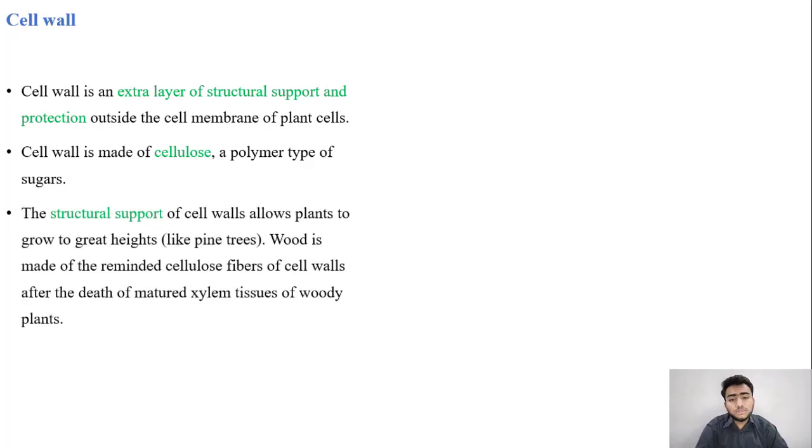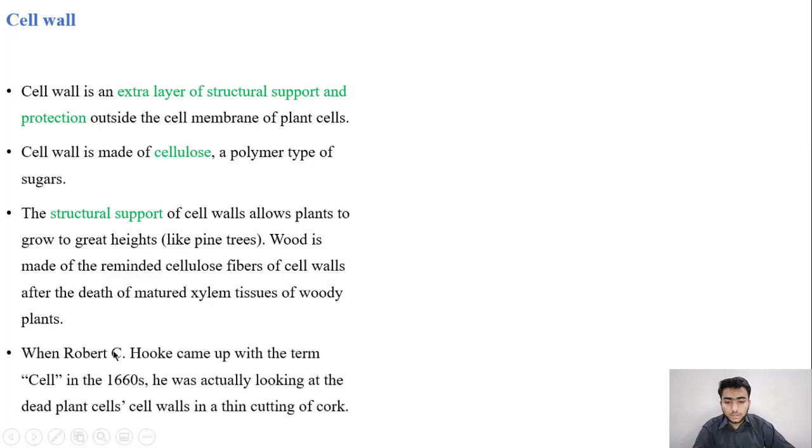The structural support of cell walls allows plant cells to grow to great heights like pine trees. Wood is made of the remaining cellulose fibers of cell walls after the death of mature xylem tissues of woody plants. So xylem tissues are contained within these woody plants, and we will be taking a look at that as well when we study transport in plants.